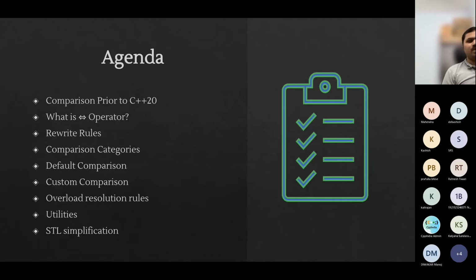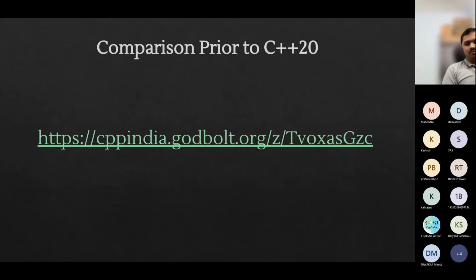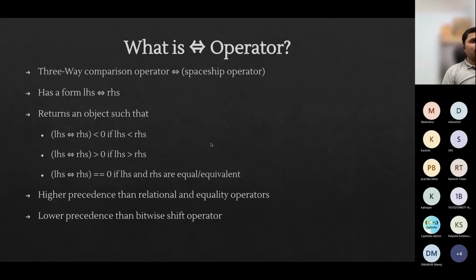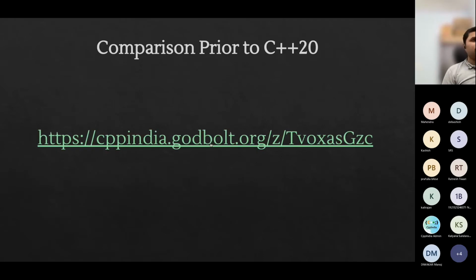Then we'll go on to some utilities which are provided by the spaceship operator. Then we'll see STL simplification with the spaceship operator. And at the end, if we get time, we'll see the customization points of the spaceship operator. So let's directly start with a live example. Comparison prior to C++20.